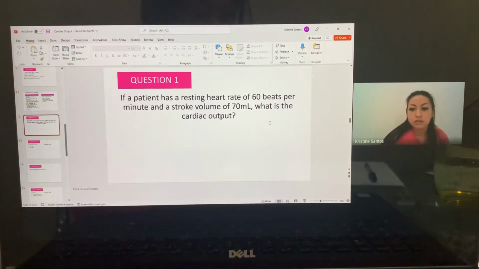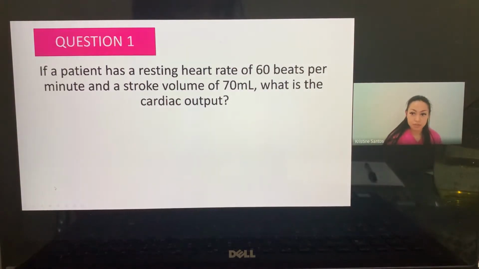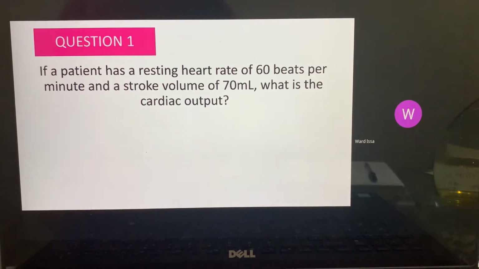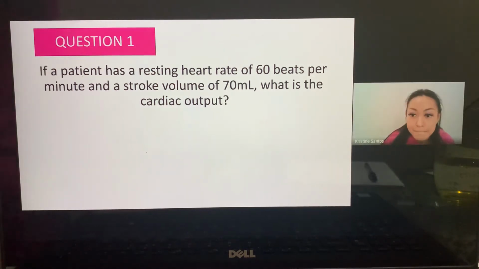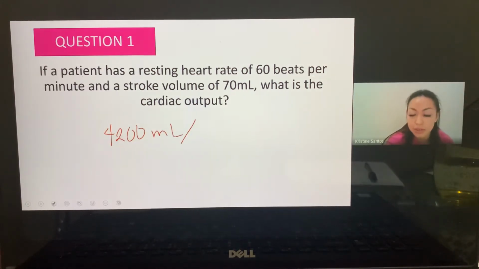Alright. So the first one is: if a patient has a resting heart rate of 60 beats per minute and a stroke volume of 70, what is the cardiac output? 4,200. Yes. So what is the unit, please? Milliliters. Milliliters per minute. Yes. Okay, great, you got this.